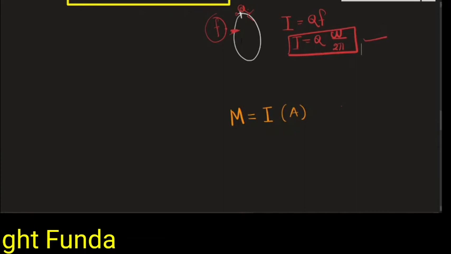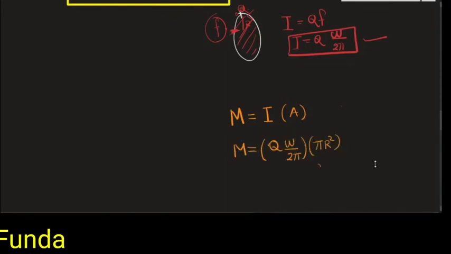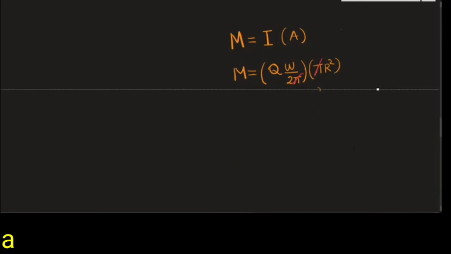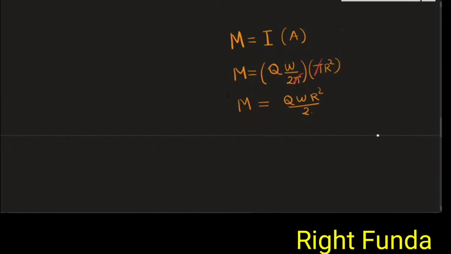and the area of cross section of the ring, whose radius is r, is pi r square. So I can calculate the magnetic moment to be equal to Q omega by 2 pi into pi r square. I can cancel this pi and pi, and we remain with the magnetic moment equal to Q omega r square by 2.